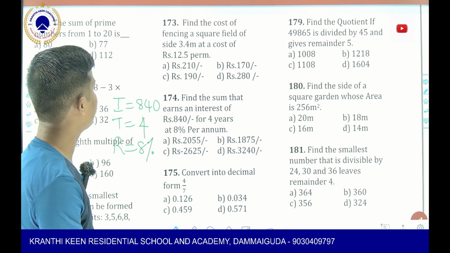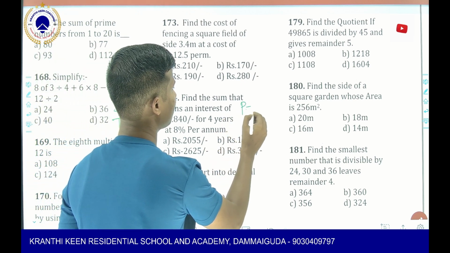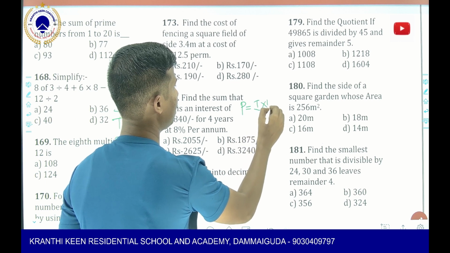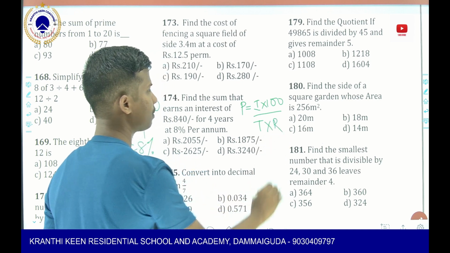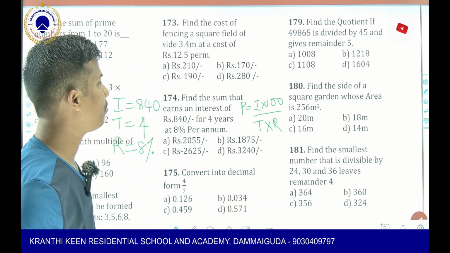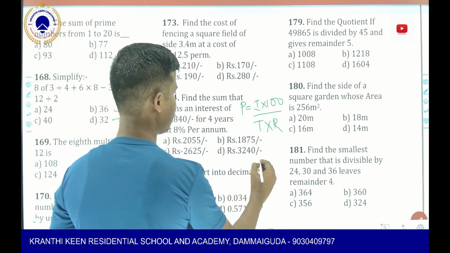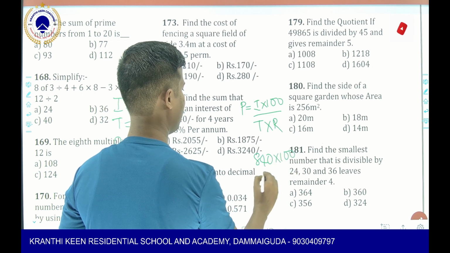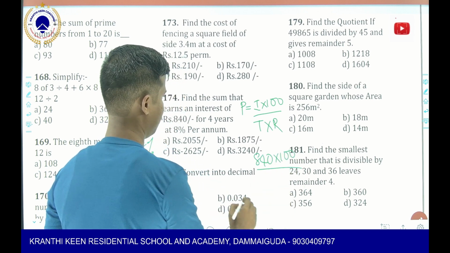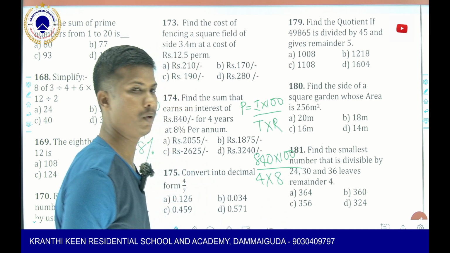What is the formula? Principal is equal to I into 100 by T into R, no? Formula: principal equals I into 100 by T into R. What is the interest? 840 into 100 by 4 into 8.